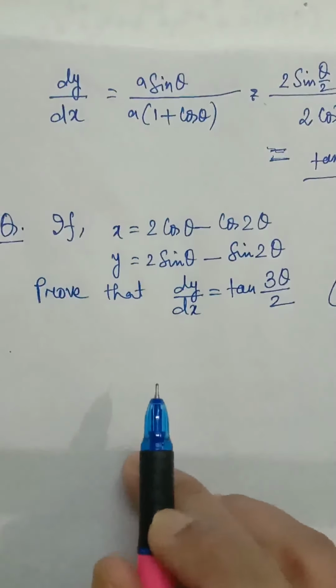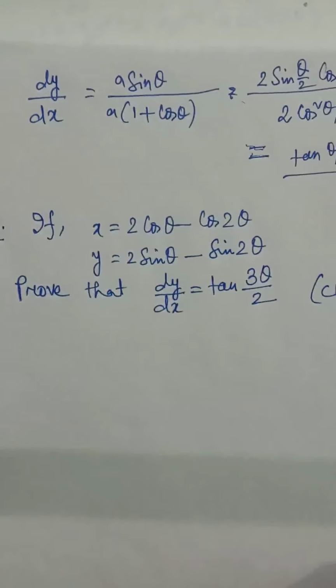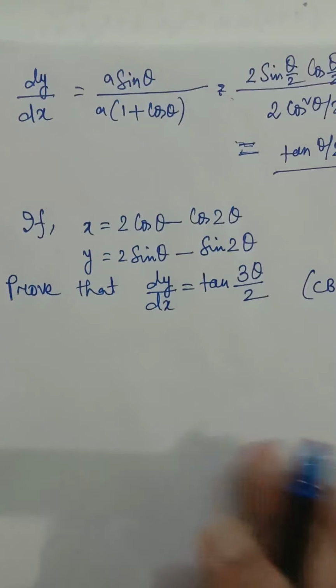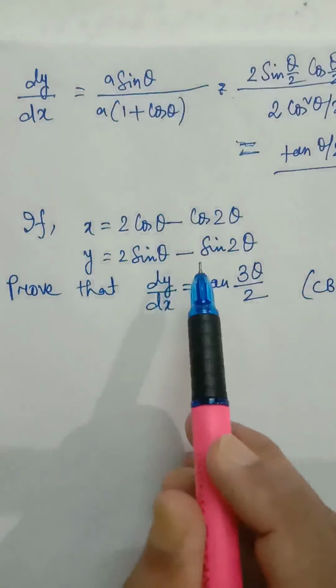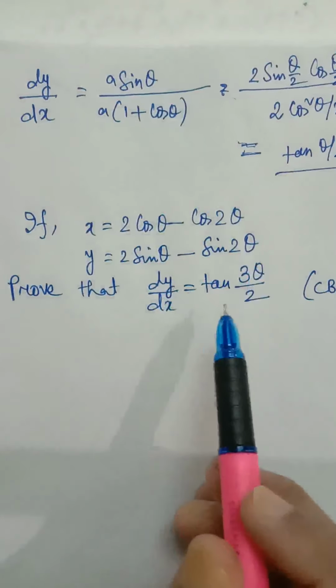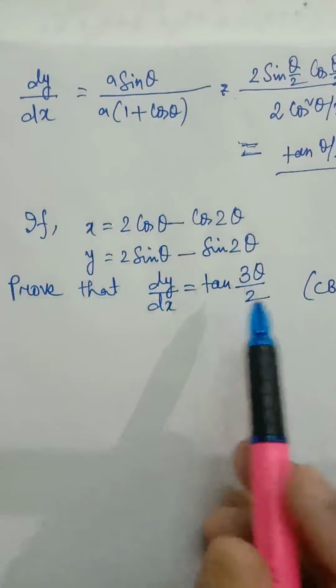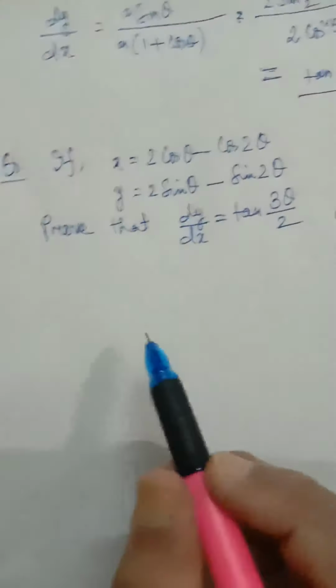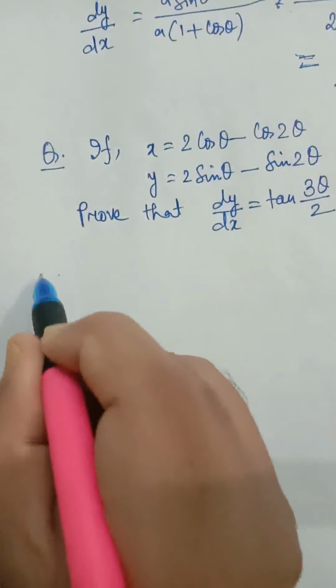Our next question is from CBSE board exam paper. If x equal to 2 cos theta minus cos 2 theta and y equal to 2 sin theta minus sin 2 theta, prove that dy by dx equal to tan 3 theta by 2. This is from CBSE board exam paper. So first of all, you have to find dx by d theta.